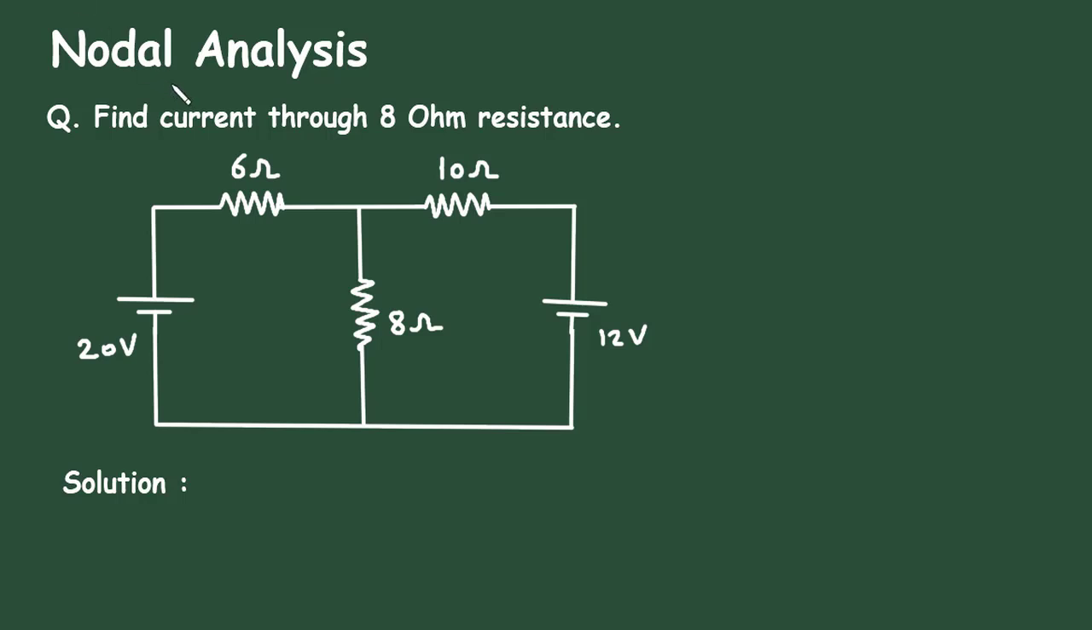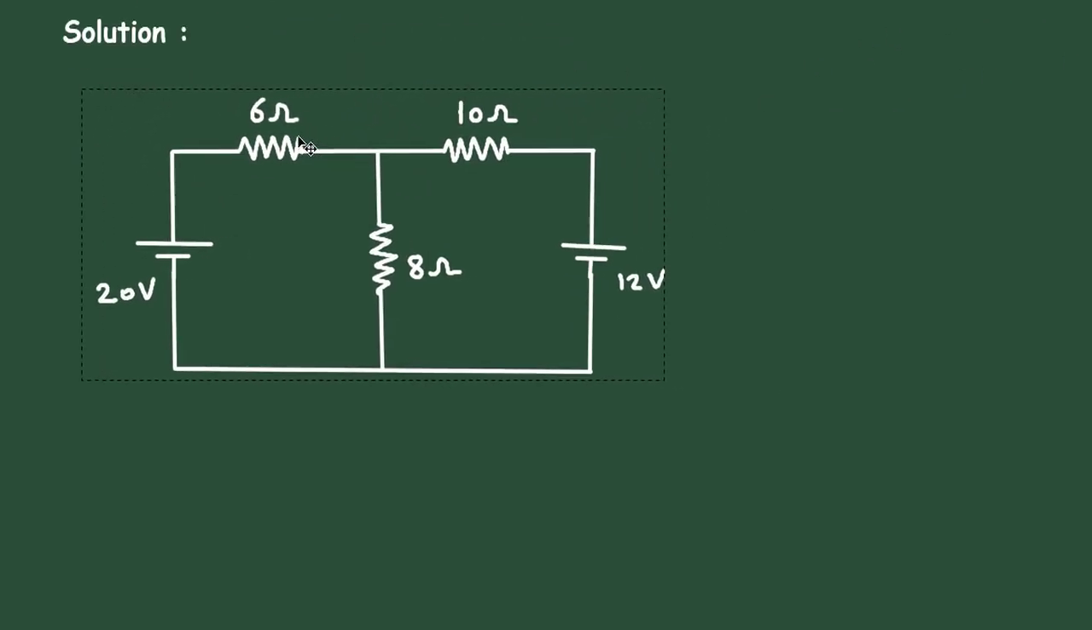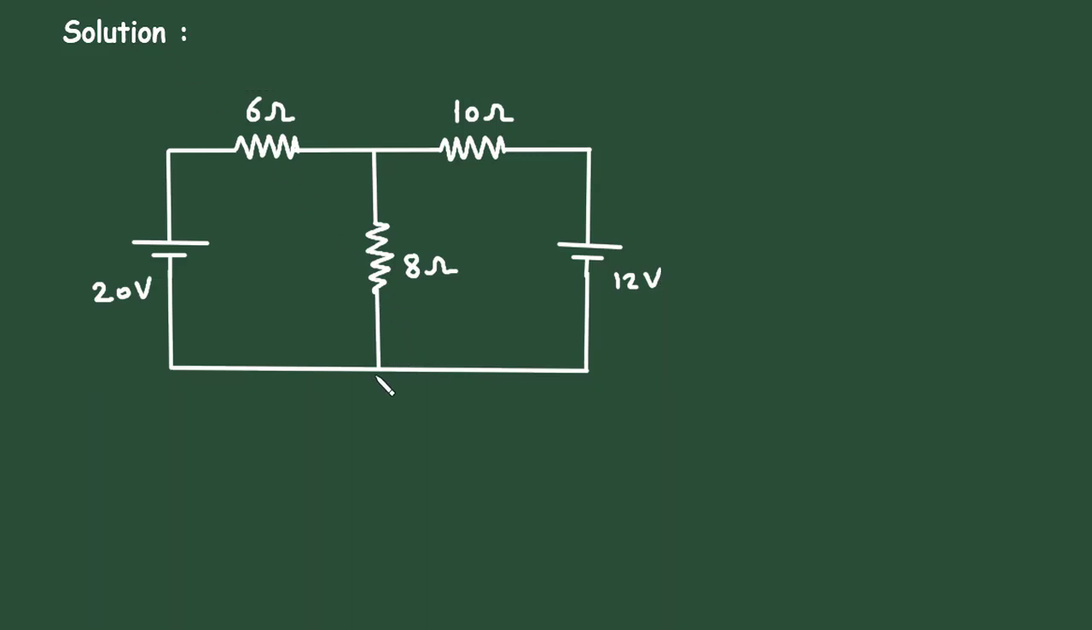Nodal analysis. Question: find current through 8 ohm resistance. Here in this circuit, we have to find the current through this 8 ohm resistance by using nodal analysis method. Solution: first of all, let's assume this is a reference node or ground node with 0 voltage.